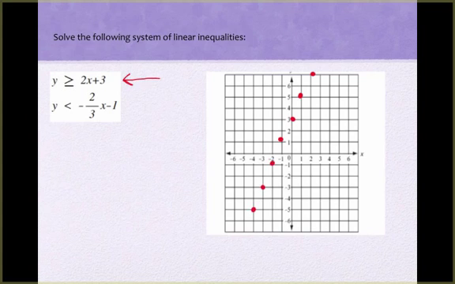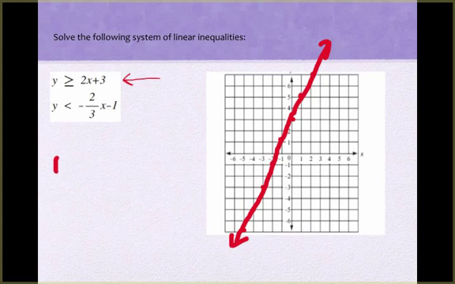Now remember, we also have to discuss whether we're going to connect our points with a dotted line or a solid line. Well, since this was a greater than or equal to problem, we connect with a solid line. And then we need to decide which side we're going to shade on. So we can either pick a test point, or because this is a greater than or equal to, we should be shading everything above the line.